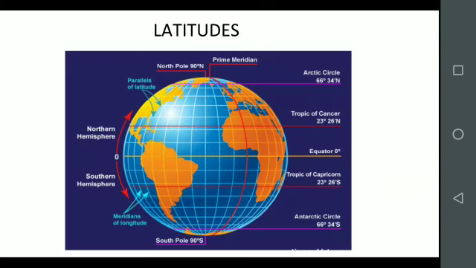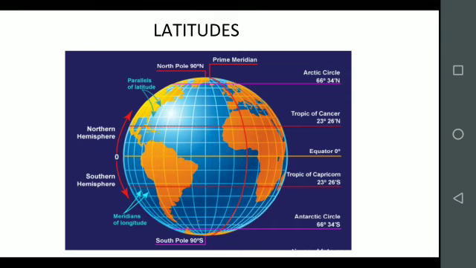What are latitudes? Latitudes are horizontal lines forming complete circles. The longest latitude is the equator. It divides the earth into two hemispheres, the northern and southern hemispheres. Latitudes are always expressed as a numerical value, followed by the letter N for the northern hemisphere and S for the southern hemisphere. Let's learn some important latitudes.